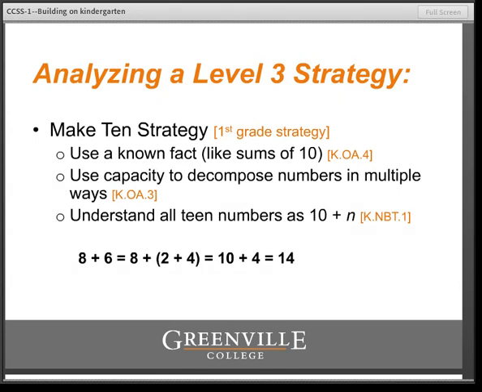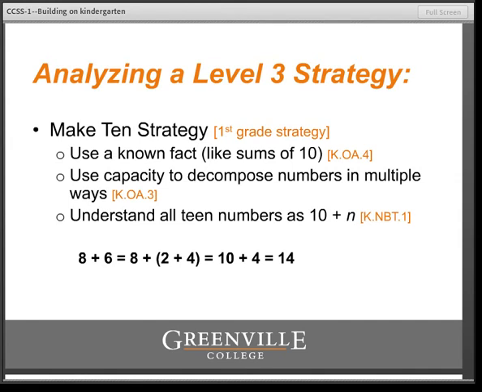Let's use that Make 10 strategy with 8 plus 6 as an example. The first thing that happens here is that the 6 is decomposed into a 2 and a 4. You see that in the first step. This requires that a child can easily decompose a number in a variety of ways based on what makes sense for the problem. So I can actually decompose 6 in a number of ways. Children might not think of 2 and 4 first. They might think of 3 and 3 as a double, or 1 and 5 as another common combination for 6. So why 2 and 4?